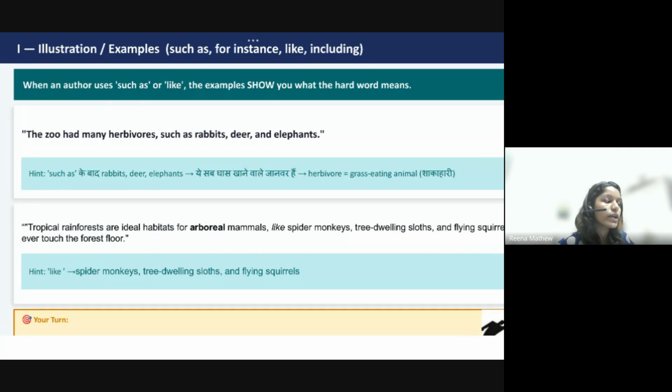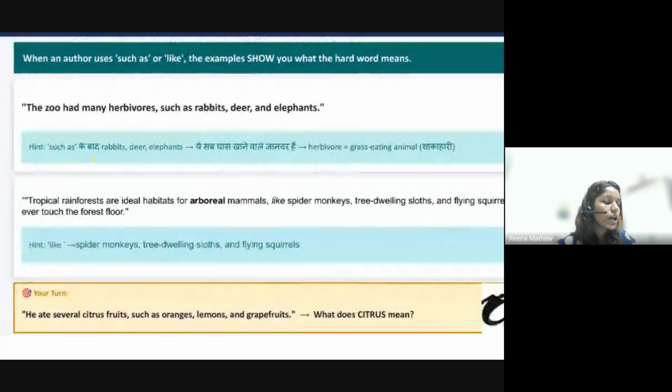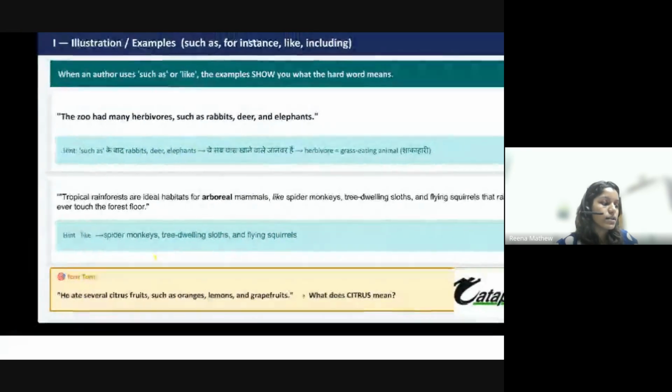So, okay, look at the sentence. The zoo had many herbivores such as rabbits, deer, and elephants. So after such as, there are rabbits, deer, and elephants. These are all grass-eating animals. That is the meaning of herbivore. That is grass-eating animal or vegetarian. Yes. Do you understand how this works? We'll try doing the second question.